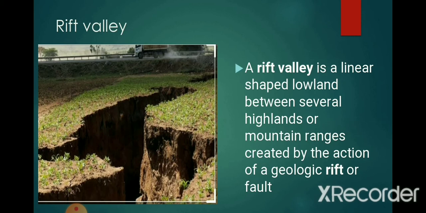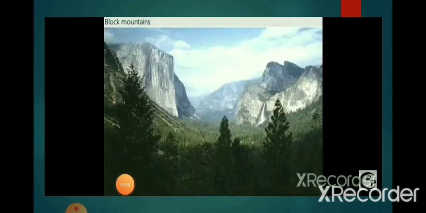The Great Rift Valley of Africa is considered the biggest rift valley in the world. A rift valley is a linear-shaped lowland between several highlands or a mountain range created by the action of geologic rifting or drifting, which means it has happened due to the earth moving apart and a valley is formed. Now let's see a video of a block mountain and how it is formed and the related things.